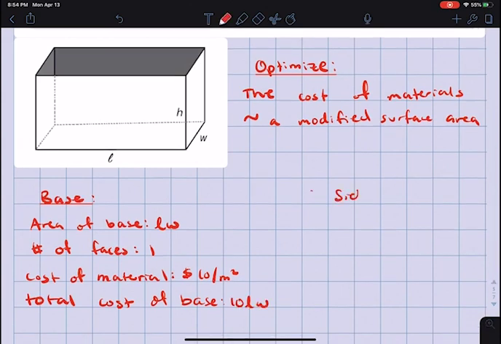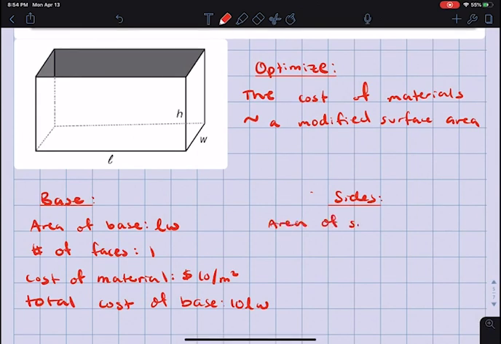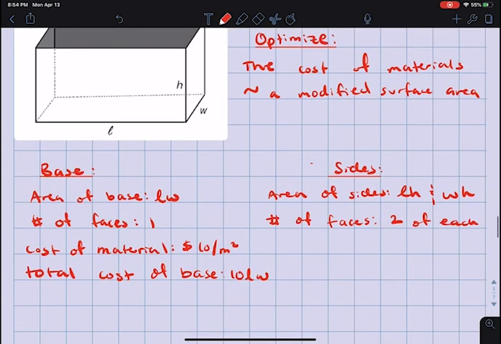Now we will deal with building the sides. The material we're going to use to build the sides costs $6 per square meter. Since all four sides cost the same amount, we will deal with them together. First of all, notice that we have two different kinds of sides. There are two sides whose area is length times height, and two sides whose area is width times height.